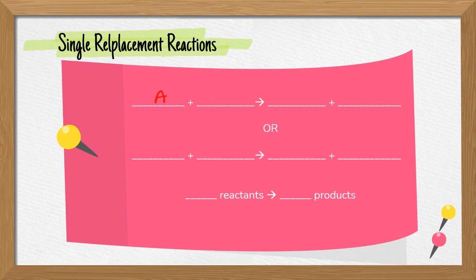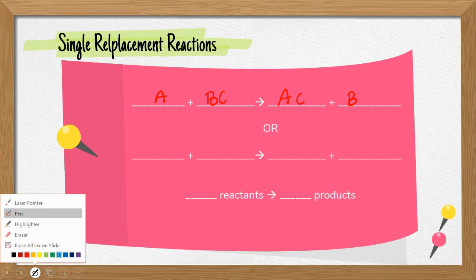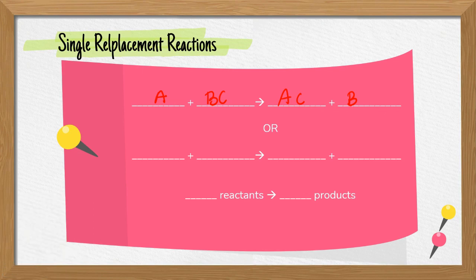You could have A plus BC yields AC plus B. Let me change the color marker. It might be easier to see if it's different. Or you could have A plus BC yields BA plus C. Now, when you do this, you can see that these A's are going to be elements, and the BCs are going to be compounds.